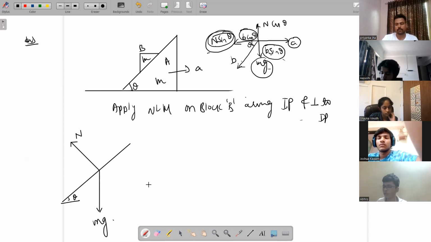अभी क्या एफबीटी अलोंग द इंक्लाइन बनाना है? Yes, you have to apply Newton's law of motion along the inclined plane and along the line perpendicular to inclined plane. Just कोशिश करो, कोशिश करो.